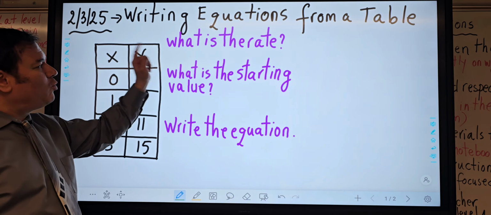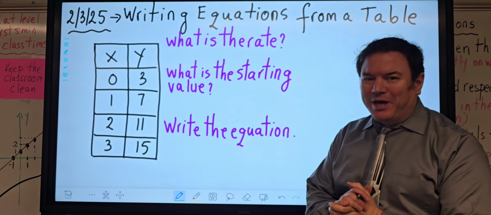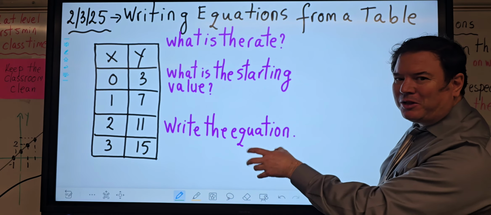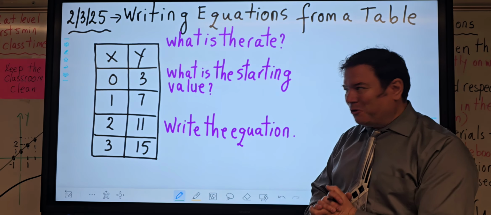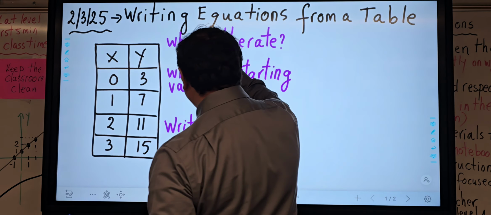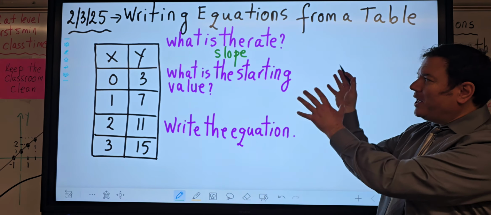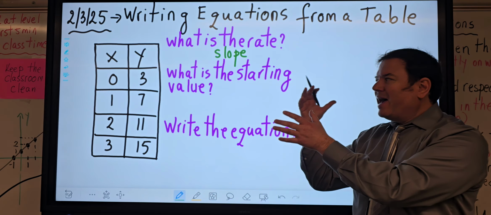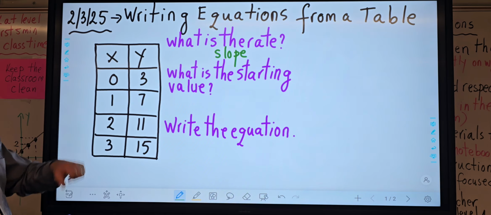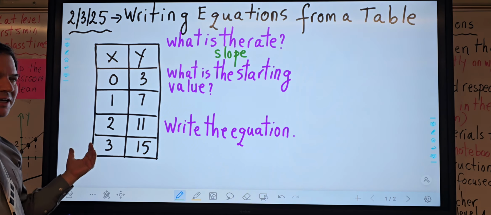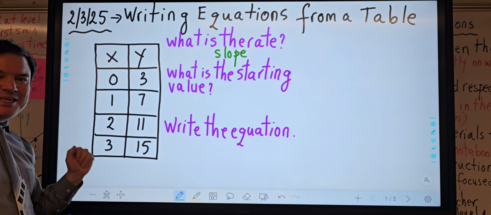And the first question is, what is the rate? Does anyone remember what a rate is? When you have a table or a graph, the rate will represent our slope. So the rate is our slope. Let's see if we can find the rate or the slope just by looking at the table. Let's see if we can find a pattern for the y values and a pattern for the x values in order for us to identify the changes in the y over the changes in the x.